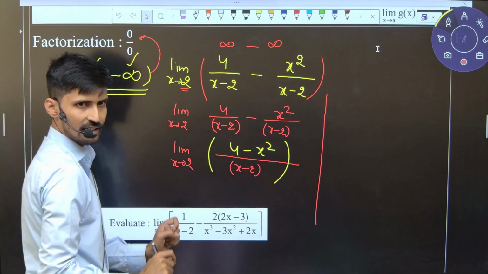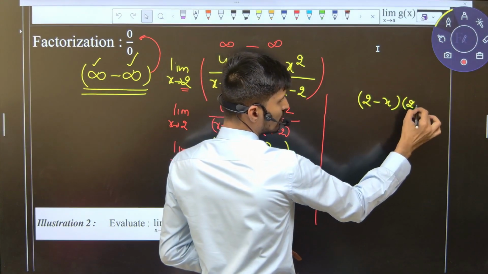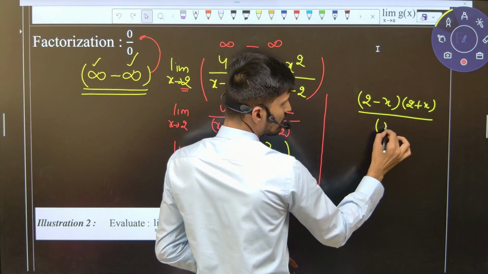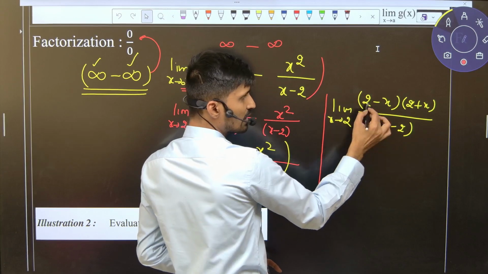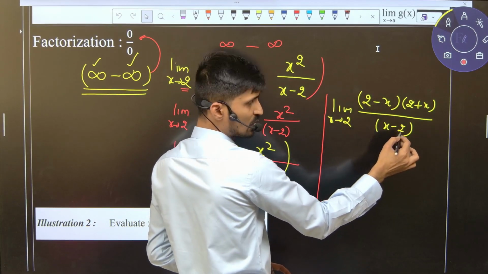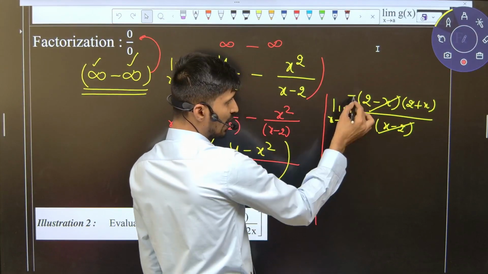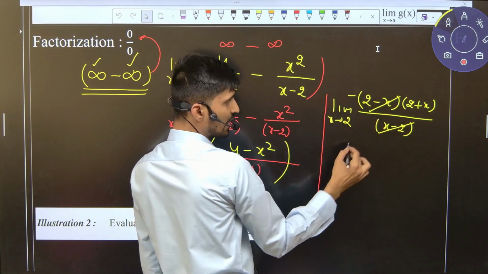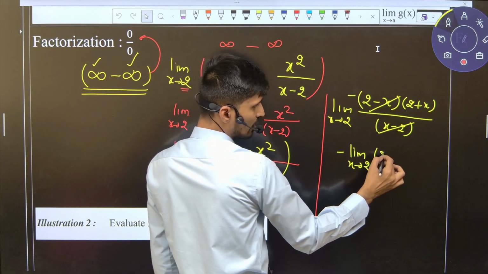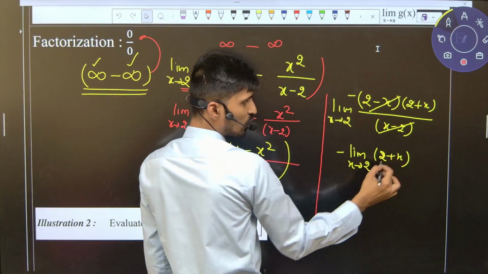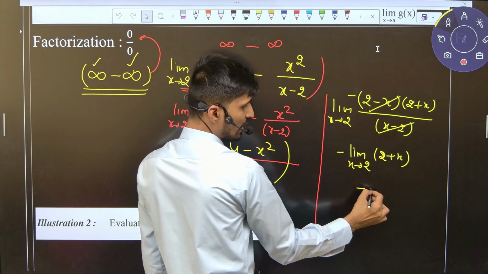Now we have to apply the technique here. What will I write? 2 minus x into 2 plus x upon x minus 2, limit x tends to 2. This is 2 minus x, this is x minus 2. Both will get cancelled, and simply a negative sign will come. And this negative sign, since it is multiplying, I can take outside the limit. And that will become 2 plus x. Put x as 2, 2 plus 2 is 4. The answer will be minus 4.